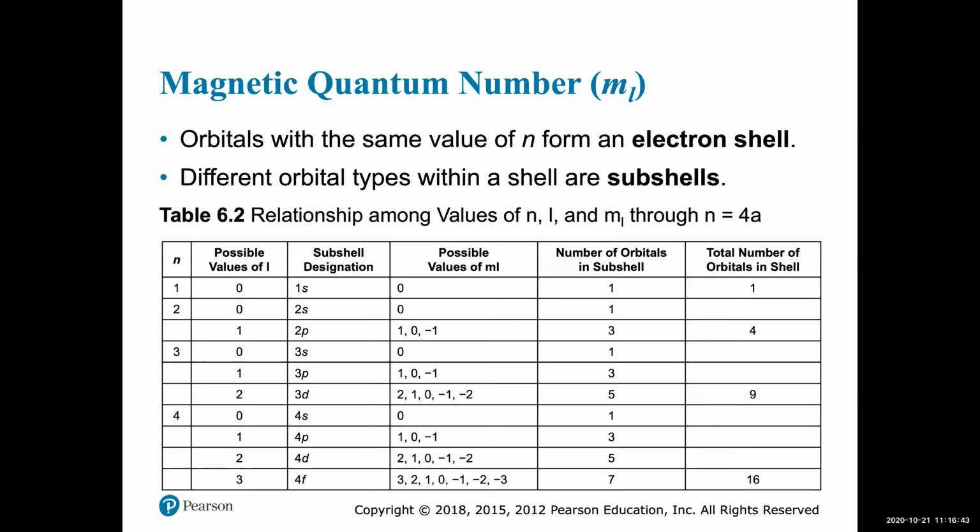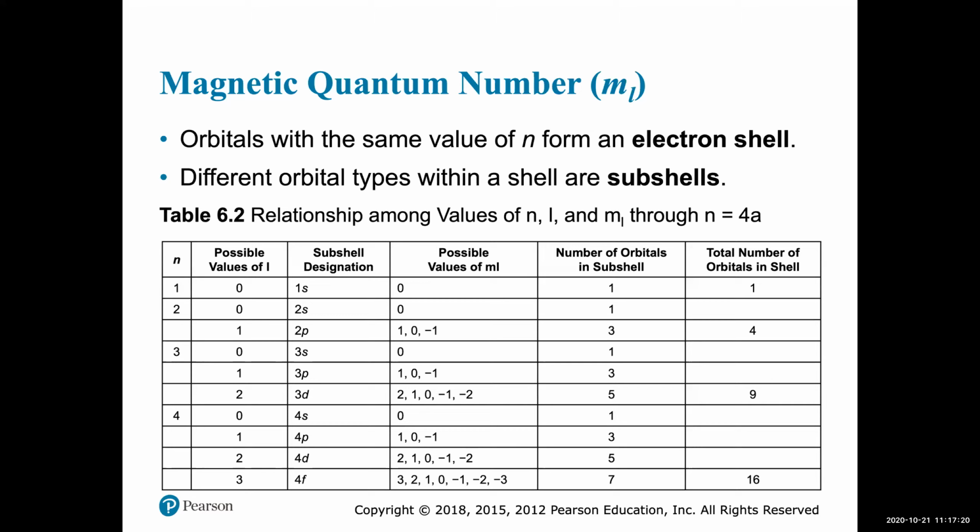So let's look at this relationship between n, L, and m sub L. We see in the table that if n equals 1, then the possible value of L is just 0, because remember, n minus 1, including 0, so we have 0. And so that subshell designation would be 1s. The possible value for m sub L would be 0. So now the number of orbitals in the subshell is 1, and the total number of orbitals is 1.